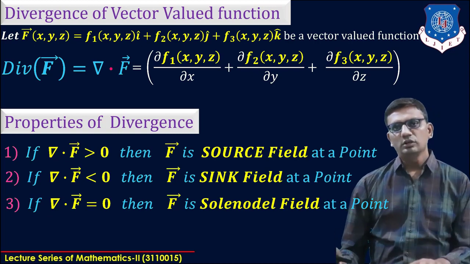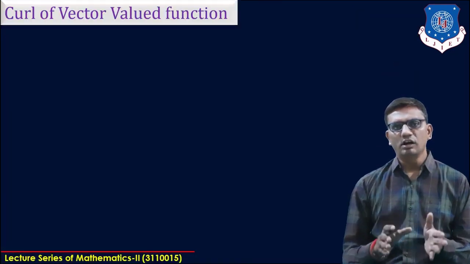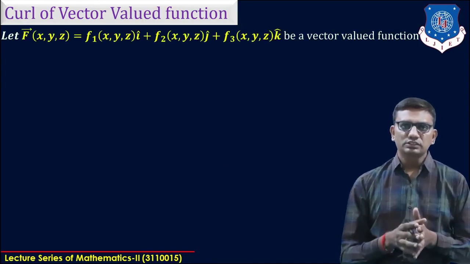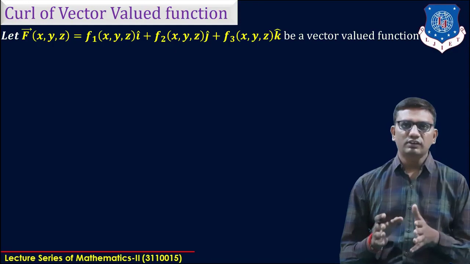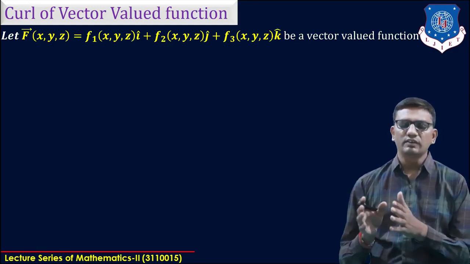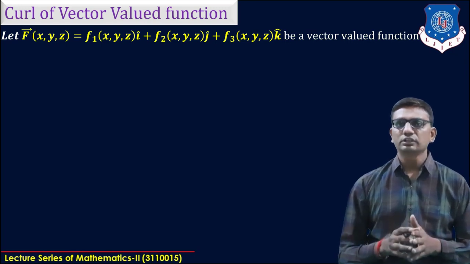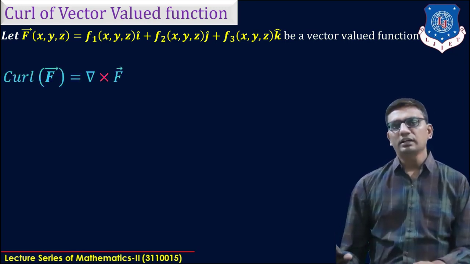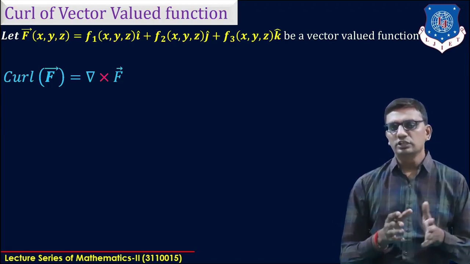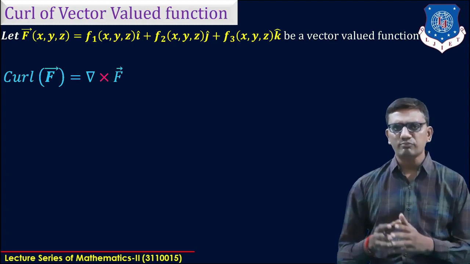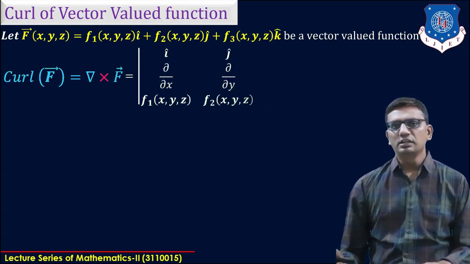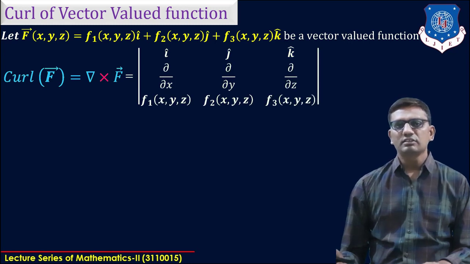Now we will discuss the curl of a vector valued function. If f bar is a vector valued function with components f1(x,y,z), f2(x,y,z) and f3(x,y,z), where f1, f2 and f3 are scalar valued functions, then the curl of f bar is the cross product of del operator with f bar. It is denoted as del cross f bar, and it is a vector quantity, given by the determinant with i, j, k in the first row.